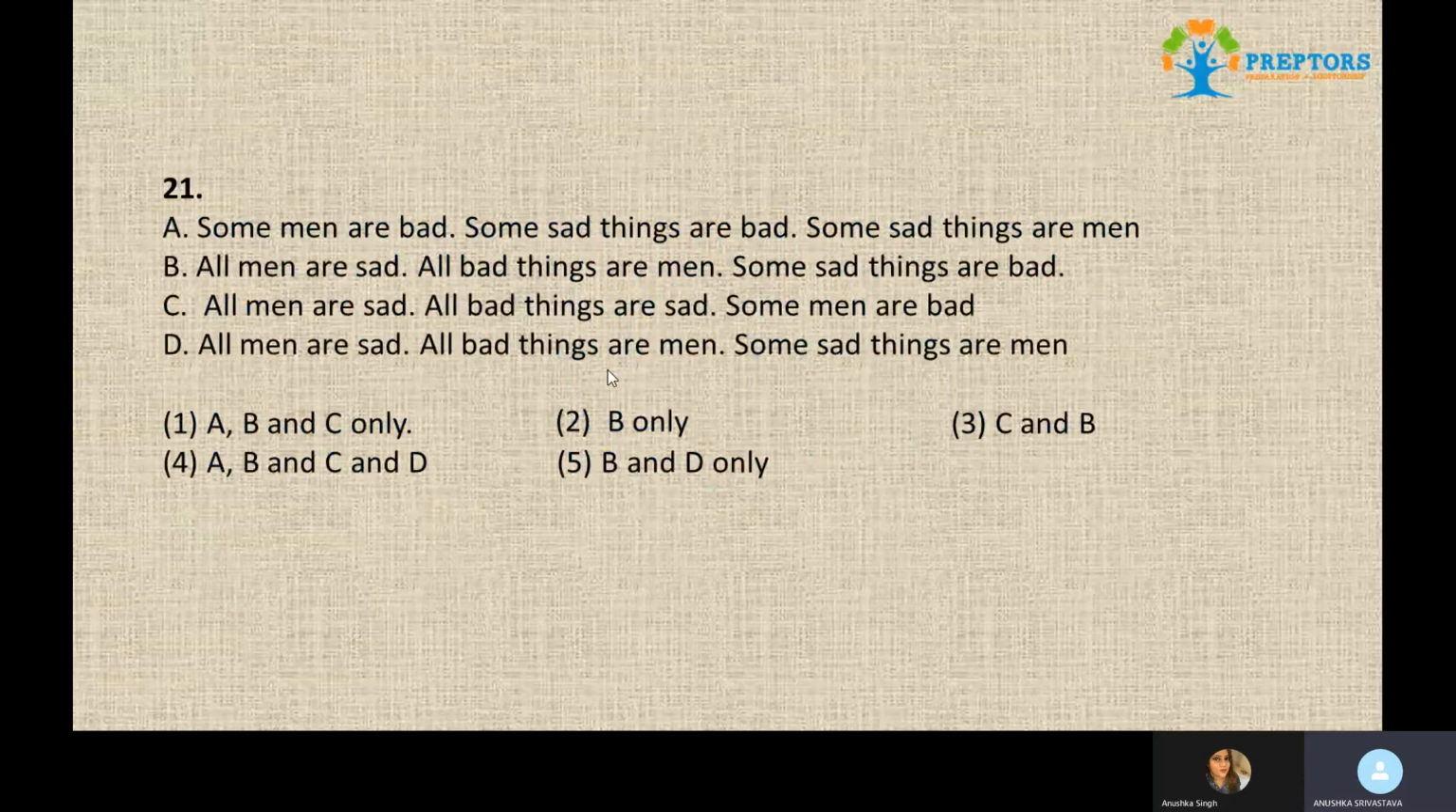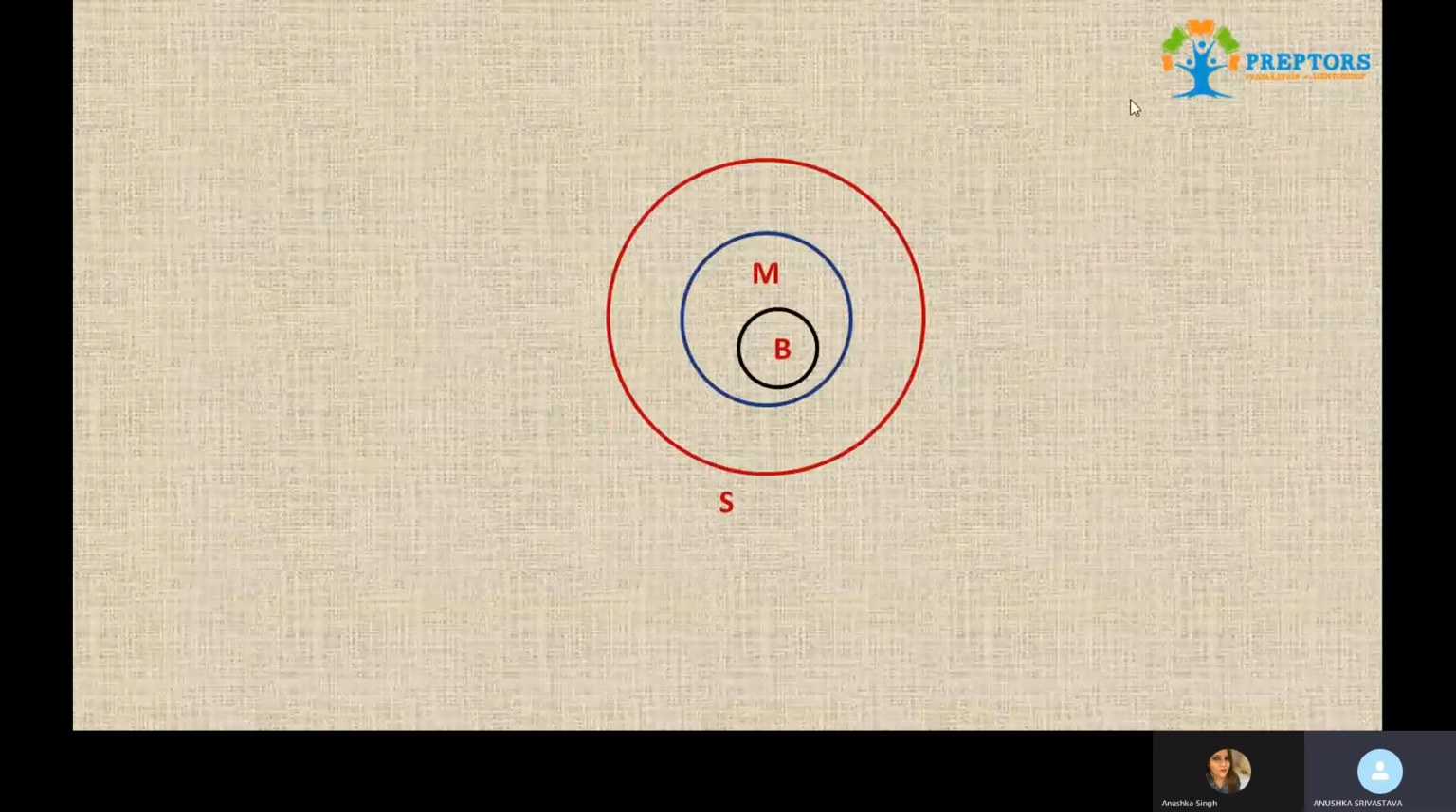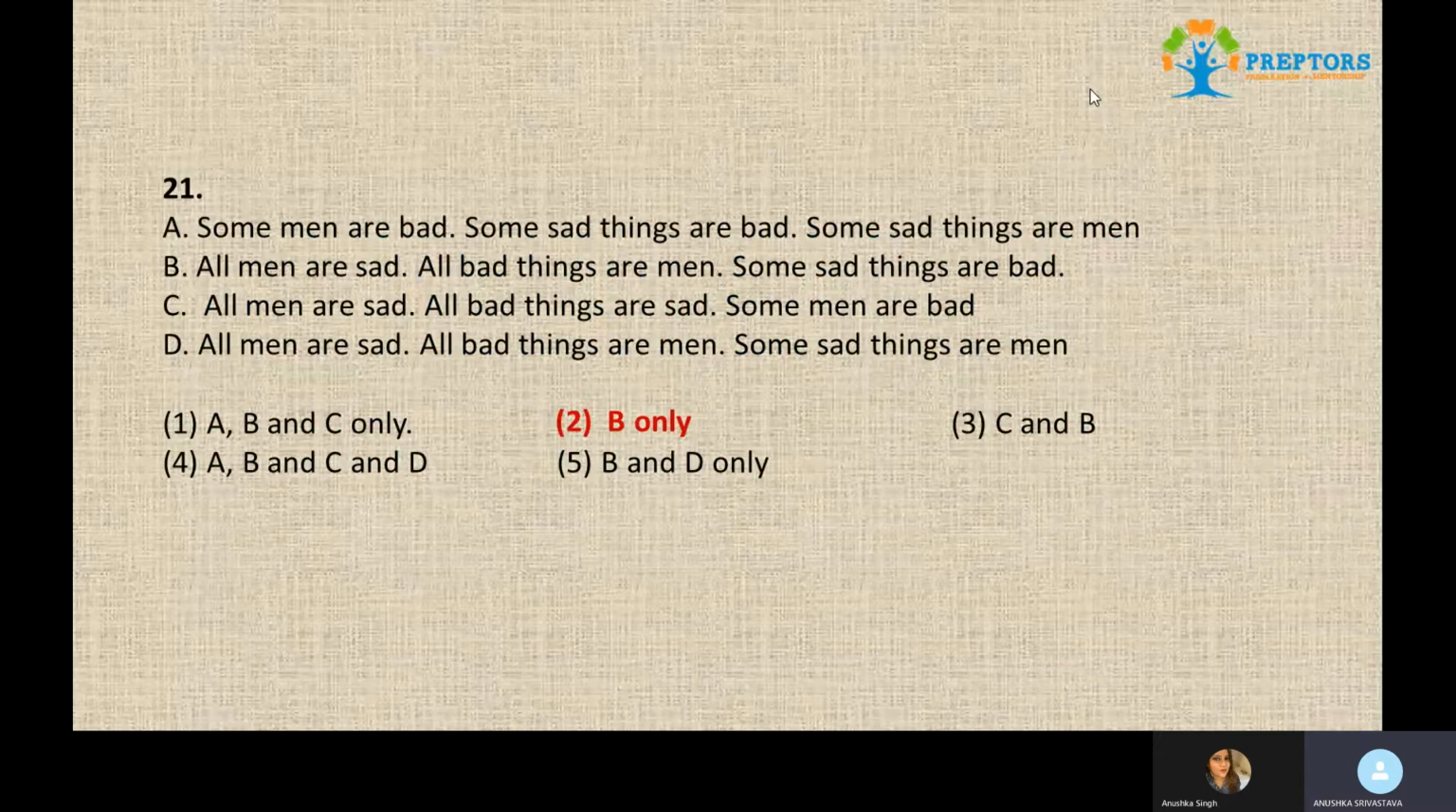Looking at the next question, my answer is option number B only. All men are sad, all bad things are men, and some sad things are bad. So my answer becomes option B only. This is how we represent it. All men are bad, all sad things are bad, so all bad things are sad, or some sad things are bad.